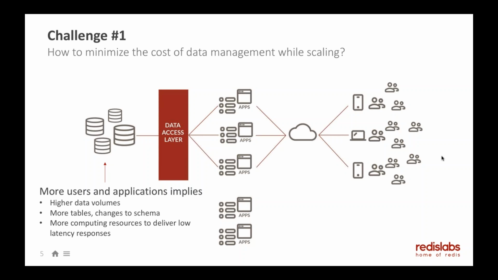And what app developers and architects typically do in this situation is add more resources to the backend system so that they can run more queries and hold more data. They add more storage, and it becomes very, very expensive in the backend. So that is challenge number one: how to minimize the cost of data management while scaling.